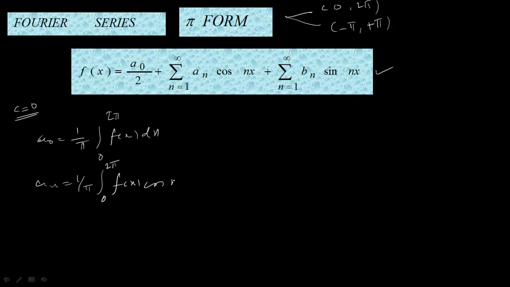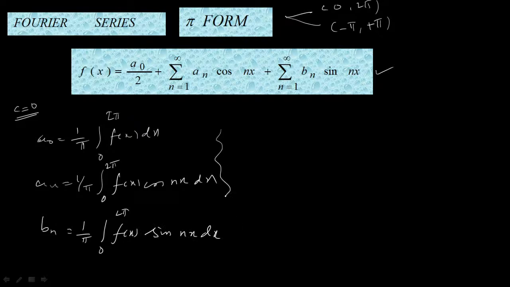So as I told you already, if you put c is equal to 0, definitely you get a naught is equal to 1 by pi integral 0 to 2 pi f of x dx, and a n is equal to 1 by pi integral 0 to 2 pi f of x cos nx dx, and bn is equal to 1 by pi integral 0 to 2 pi f of x sin nx dx.